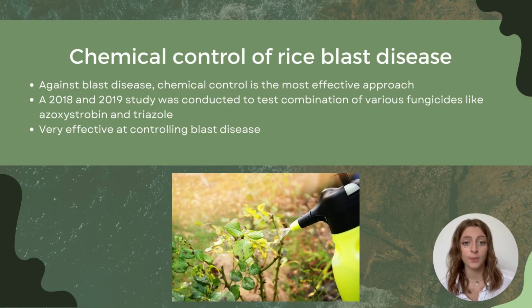In the fight against rice blast disease, chemical control is still the most effective approach, even if it has been criticized for resistance or environmental concerns. Recent research tested combinations of fungicides like azoxystrobin and triazole, and this proved very effective against rice blast disease. So these new combinations could replace tricyclazole and its associated problems.